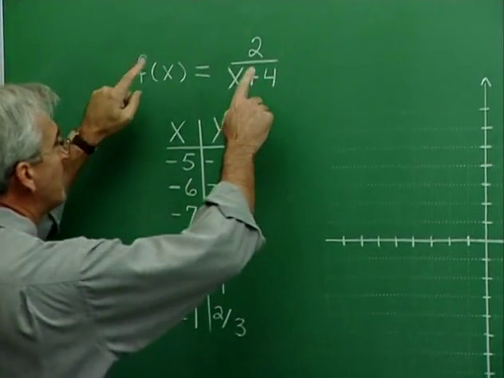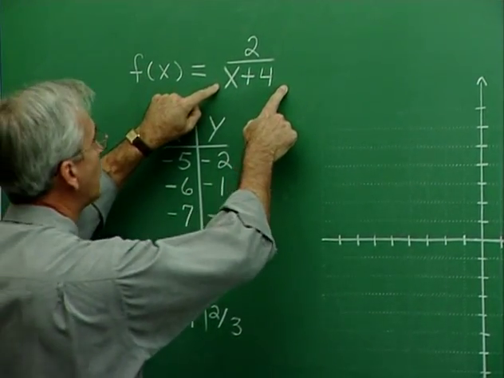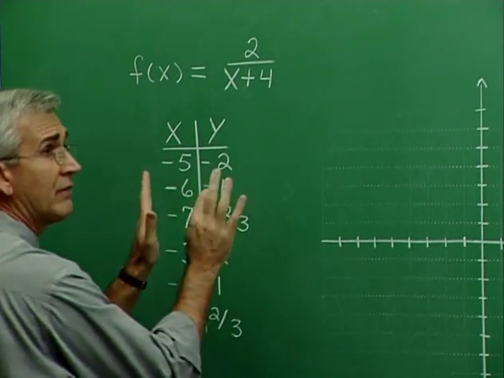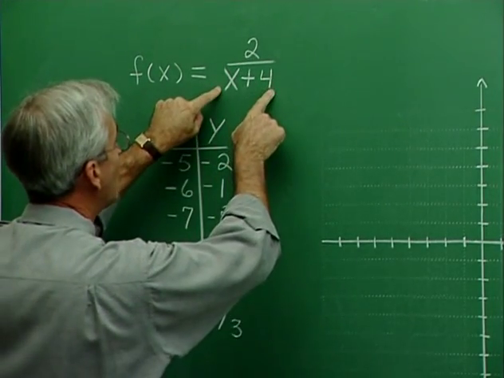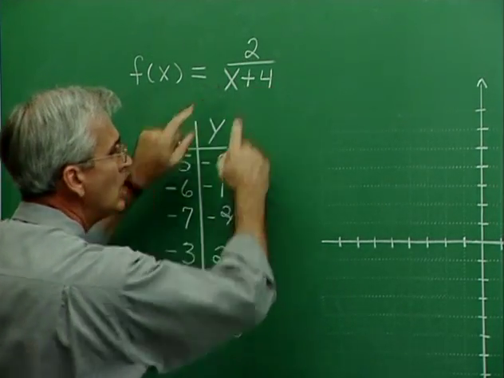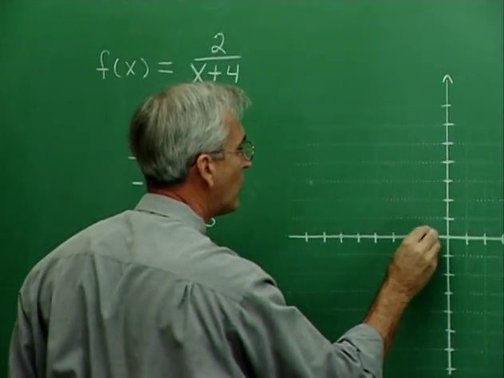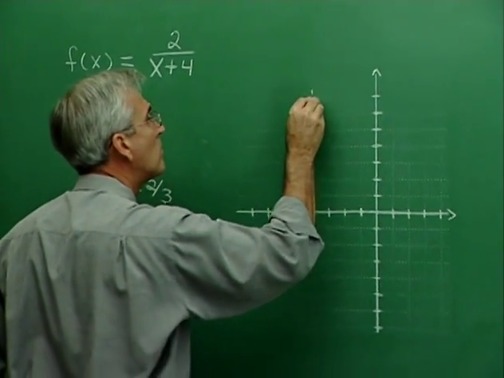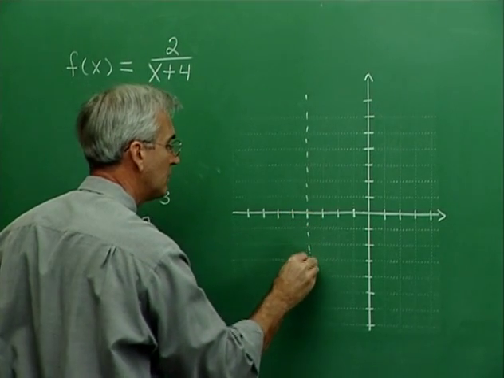Now, we begin by identifying asymptotes, and we think to ourselves, well, let's identify a vertical asymptote here. The zero of the denominator is -4. So we have a vertical asymptote at -4, and we'll draw that asymptote.